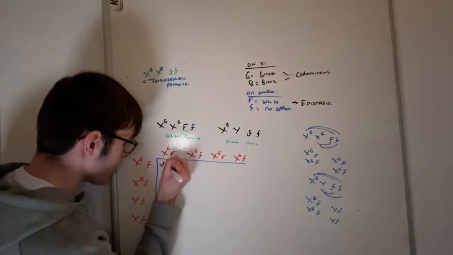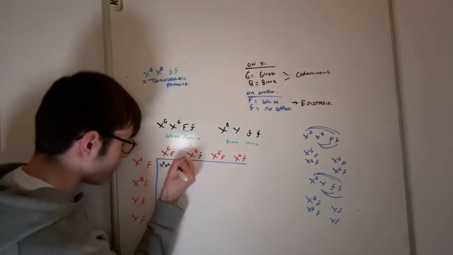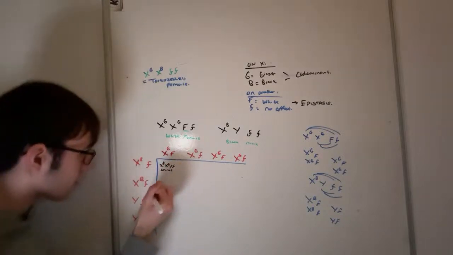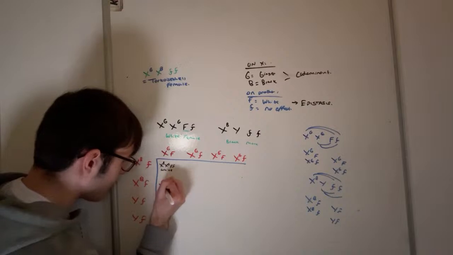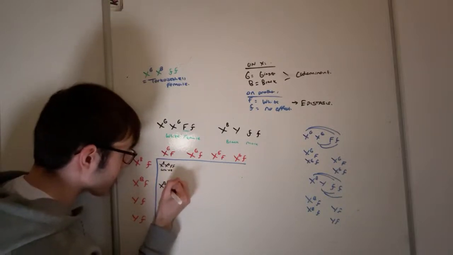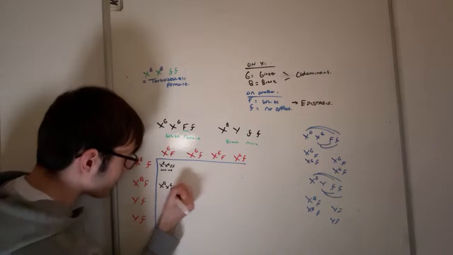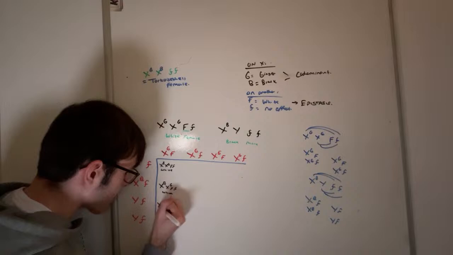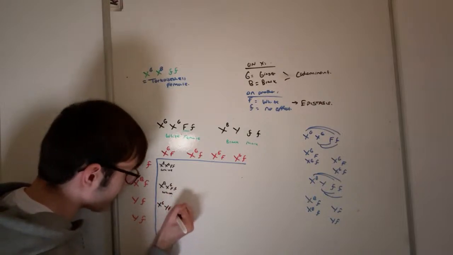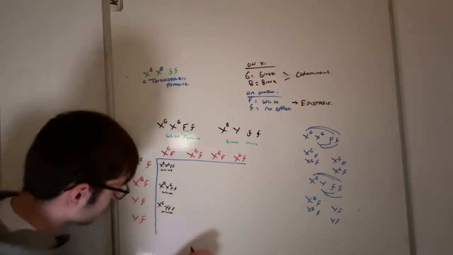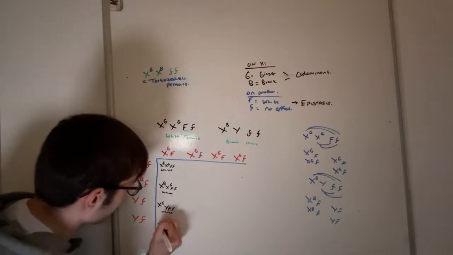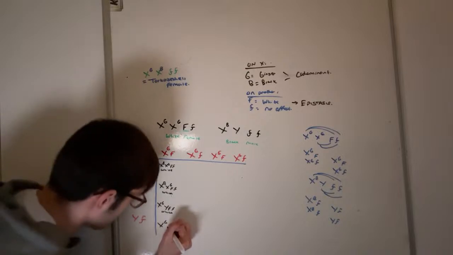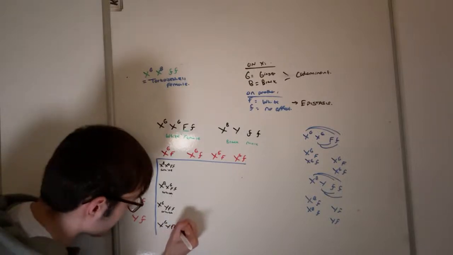X, B, X, G, F, F. So that's going to be white. XB, XG, FF, that's also going to be white. XG, Y, FF, that's also going to be white. XG, Y, FF, that's also going to be white.